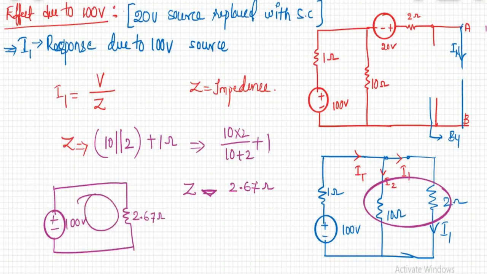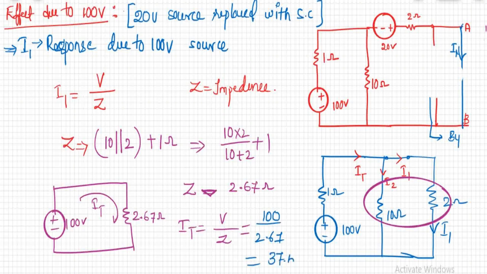Now you can find the current through the loop, that is I total. Total current is voltage by impedance, which is 100 by 2.67, which equals 37.5 amperes. So the total current delivered by the source is 37.5 amperes.